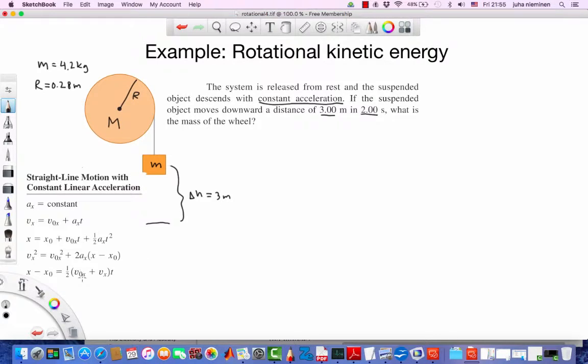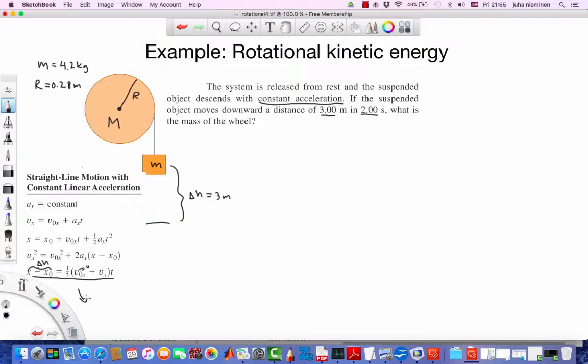From our cheat sheet for motion with constant linear acceleration, we have to look for the one that involves final velocity, distance and time, and that is the last one here. We'll use this one, because from here we can solve for V, since we know the initial velocity, which is, by the way, 0, and the change in displacement, which is delta H.